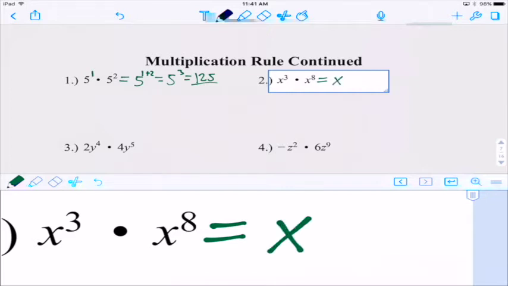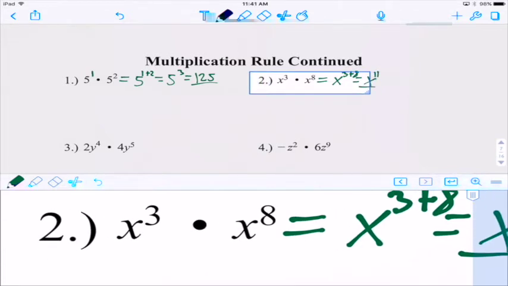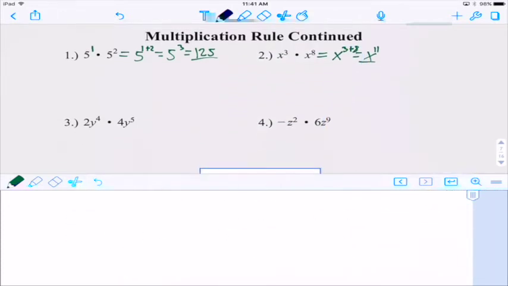So this means x to the 3 plus 8, which is x to the 11th. That's as far as we can go with that because it's x's. Same bases, we're multiplying, that's what that dot means, and we add our exponents together.